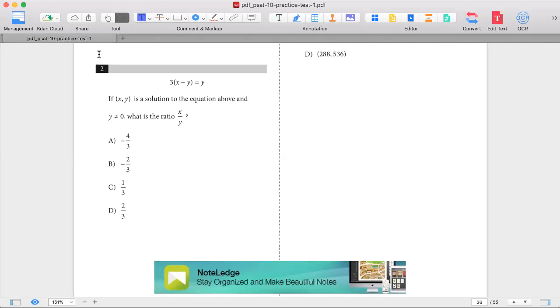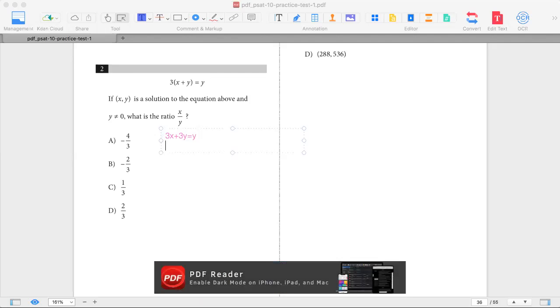So it will be 3x plus 3y is equal to y. Then I'm going to subtract 3y from both sides. So 3x is equal to, when I subtract 3y from here, positive 3y, negative 3y will cancel each other. And on the other side, I have y minus 3y, so it will be minus 2y.